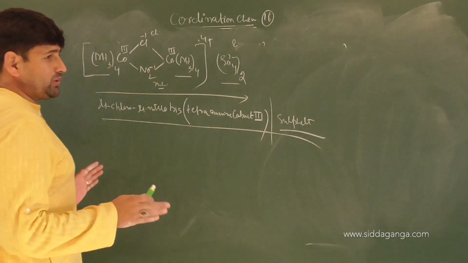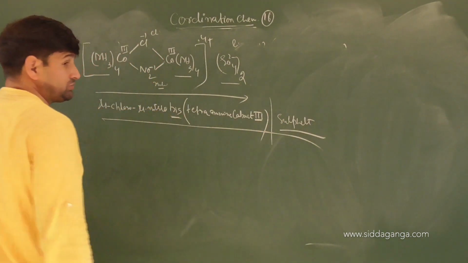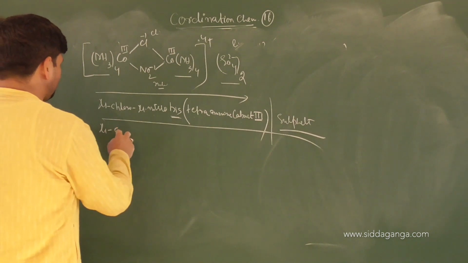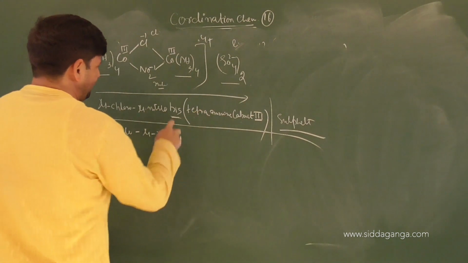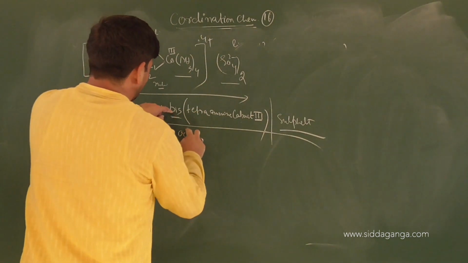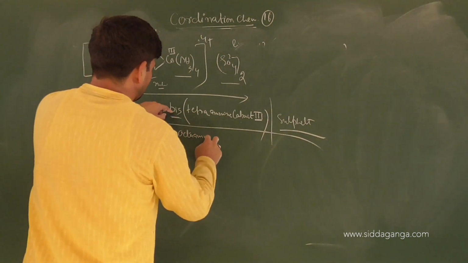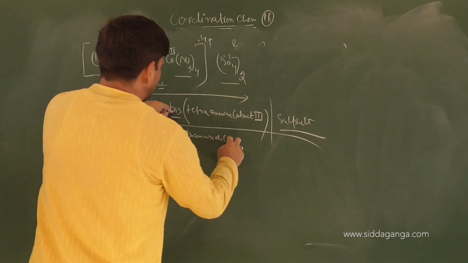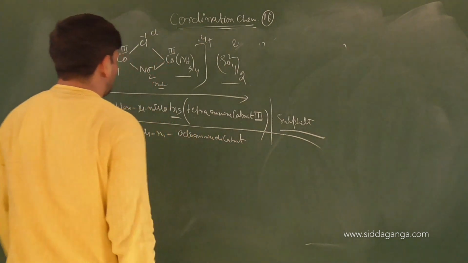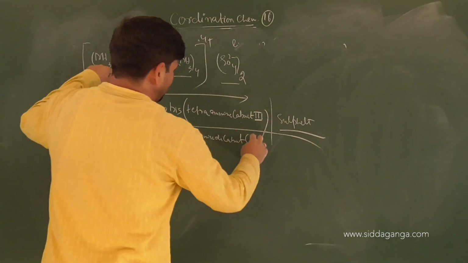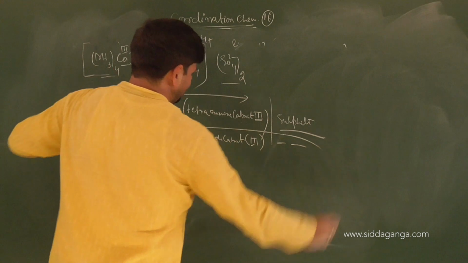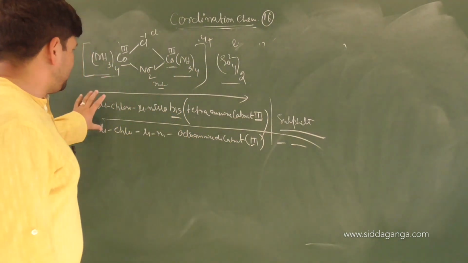There is one more way you can write down the name. If you just want to neglect this word bis, what will that be? Mu chloro and then mu nitro. Name will be same. Rather than writing bis, you can write octaamine dicobalt, because cobalt is how many times? Twice. Then cobalt's oxidation state is 3 and then name is as such. So the correct name will be these two.